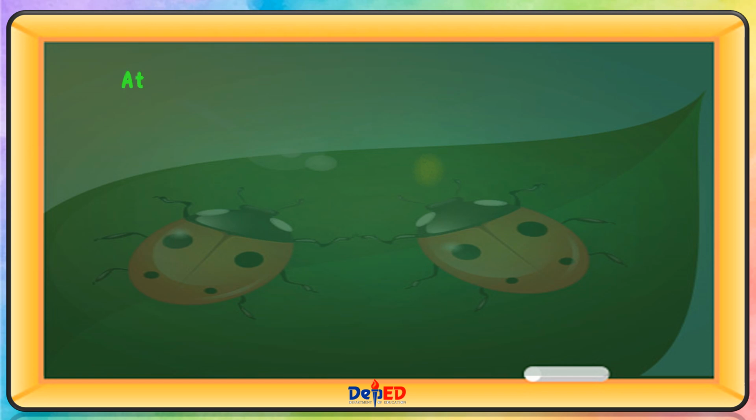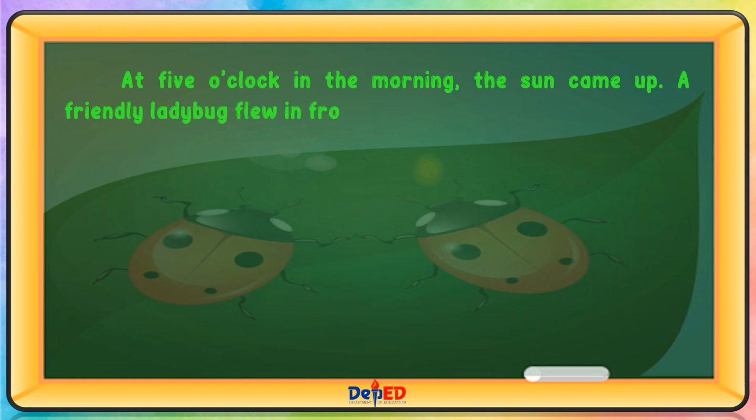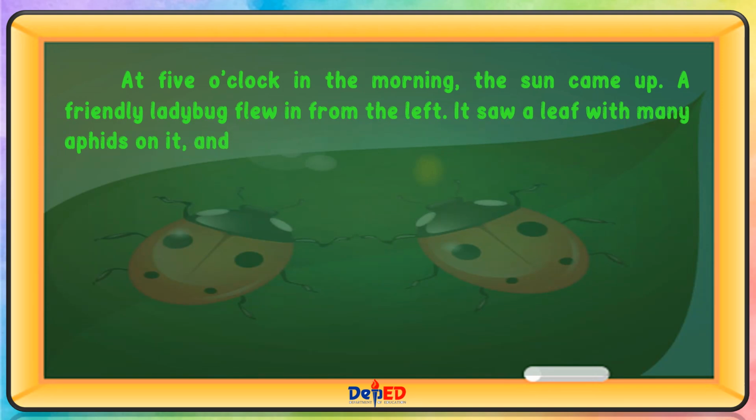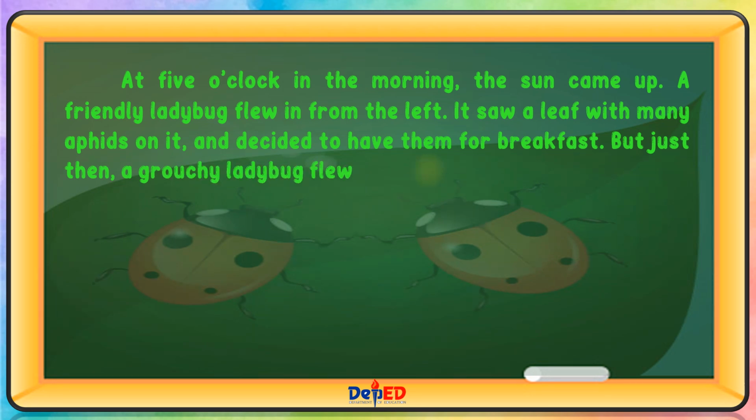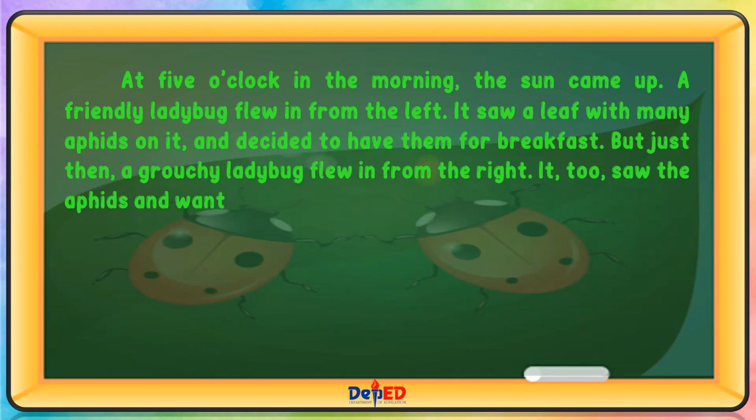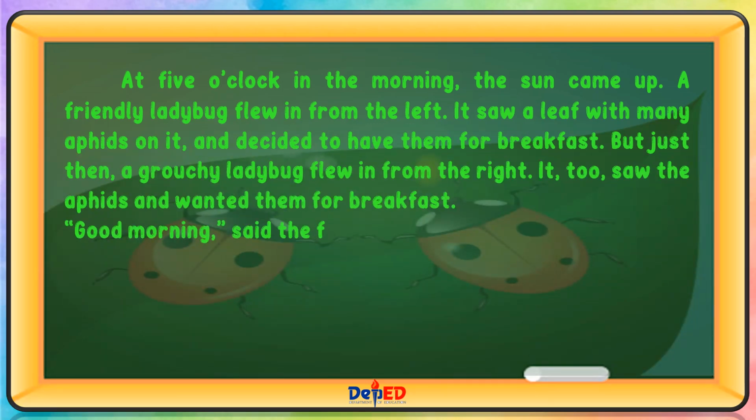At 5 o'clock in the morning, the sun came up. A friendly ladybug flew in front from the left. It saw a leaf with many aphids on it and decided to have them for breakfast. But just then, a grouchy ladybug flew in from the right. It too saw the aphids and wanted them for breakfast.